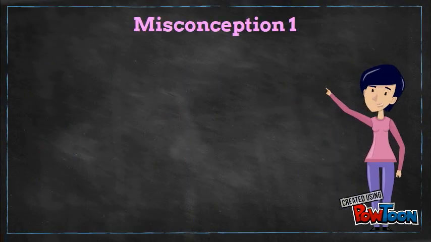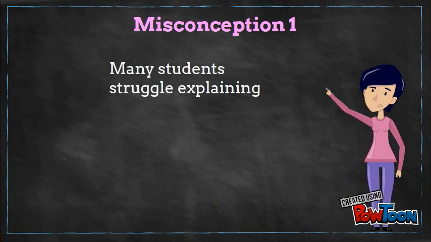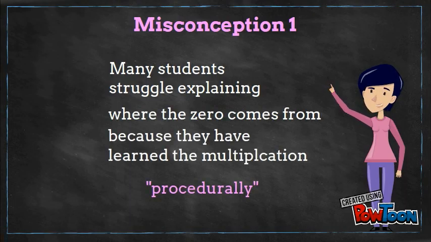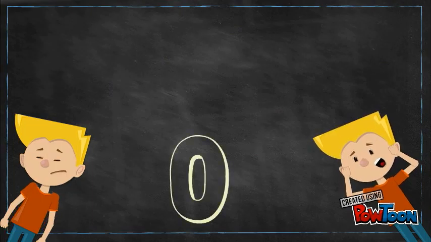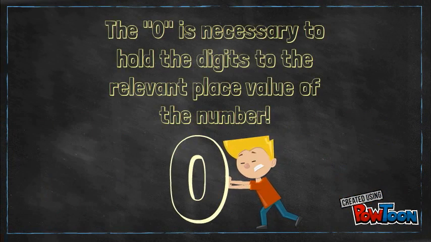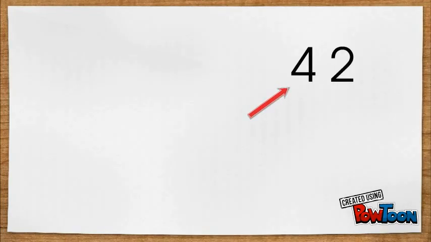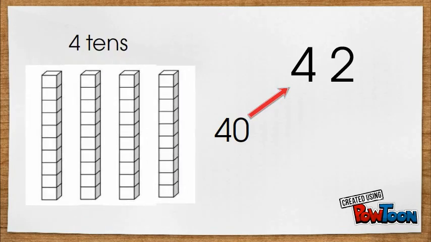Misconception 1. Many students struggle explaining where this 0 comes from because they have just learnt it procedurally. They don't inherently understand that the 0 is necessary in holding the digits to the relevant place value. They don't understand that the 4 in the number represents 40, 4 tens. Hence, they do not understand why we place the 0 there.